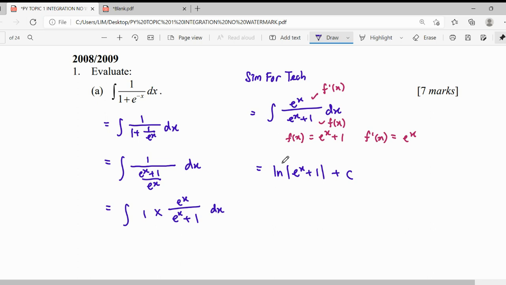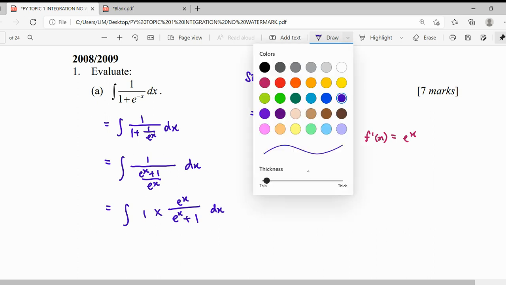Okay, so we put a modulus here. Why do I put a modulus for this function? Because what ln takes must be positive. So we don't want this function to become a negative function. So we put a modulus to indicate that our function here is always positive. So this is how we integrate our first question. It gives you 7 marks.